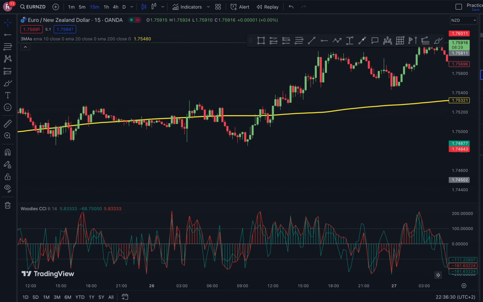This involves a very simple indicator called Woody's CCI and our 200 EMA. All right, this works very well with the EMA. I'll show you guys how it works.